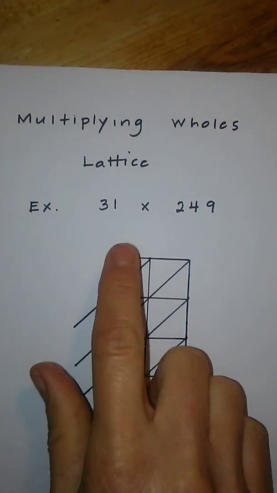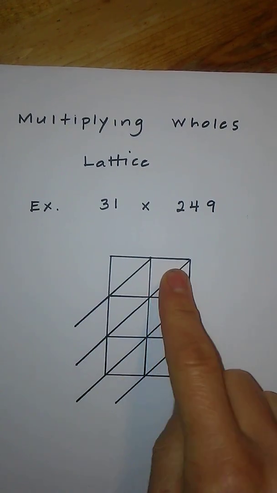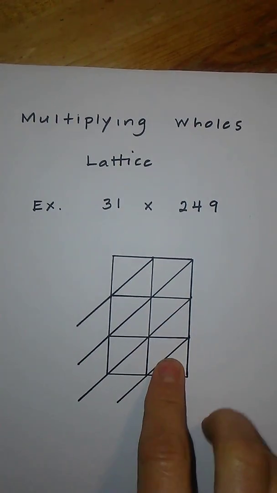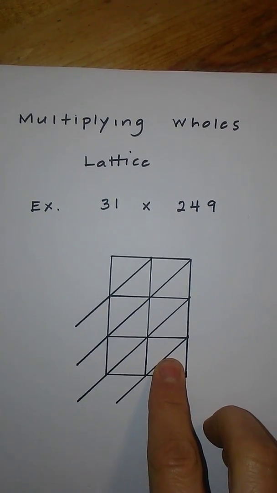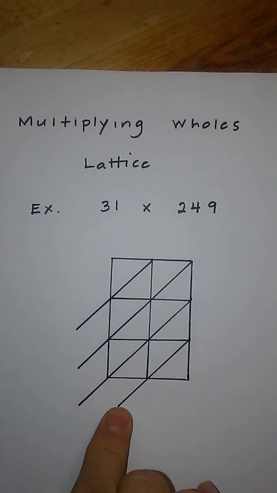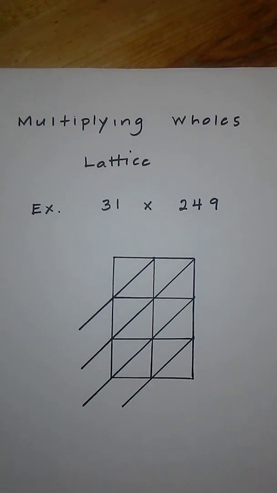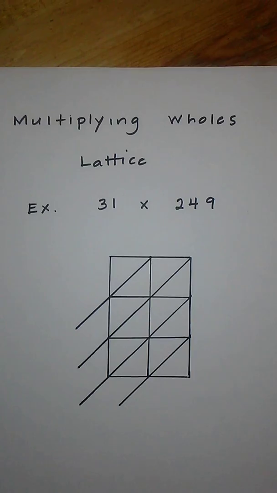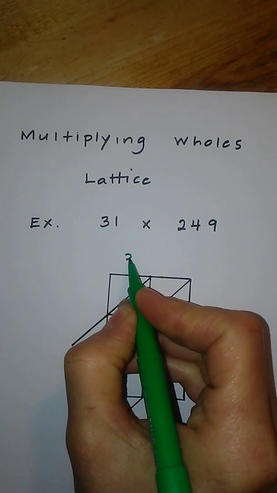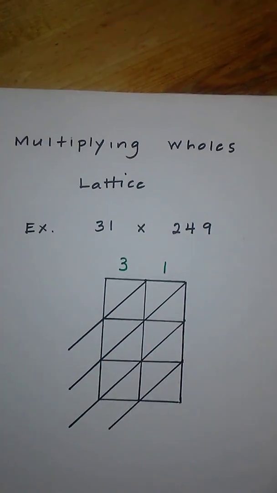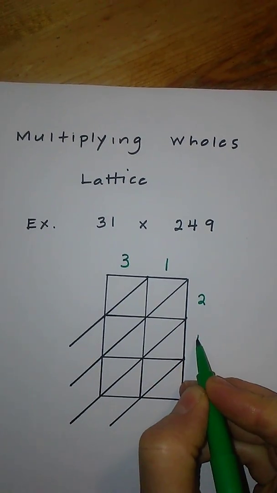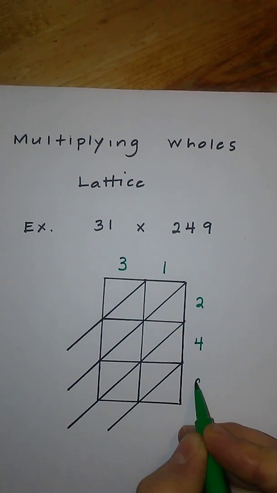This number has 2 digits, so there are 2 squares this way. And this number has 3 digits, so I created 3 squares down. And then these diagonals are drawn through the corner of the squares. So placing the numbers, if you take a look, 31 is going to be written 3 here and 1 here. 249.